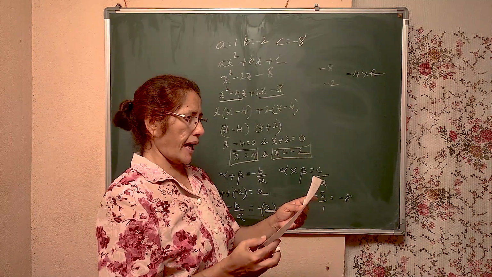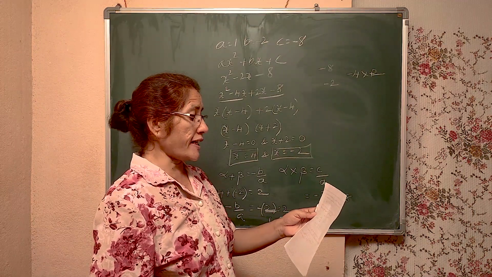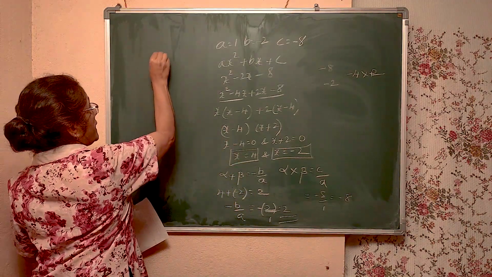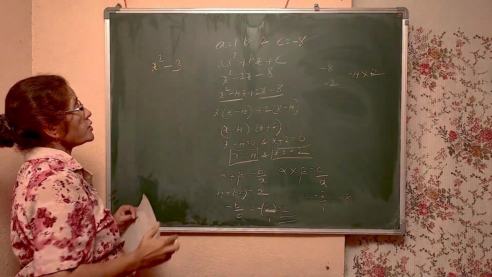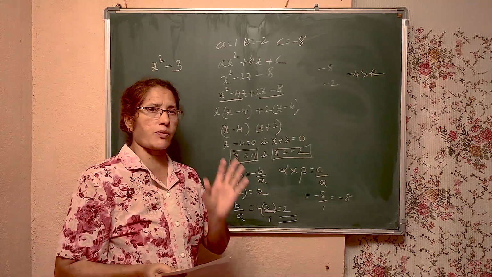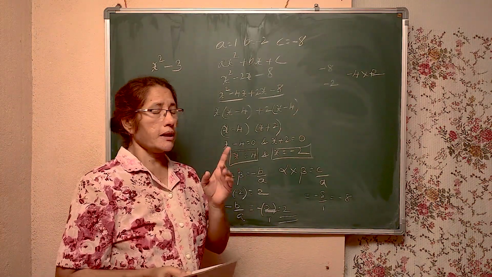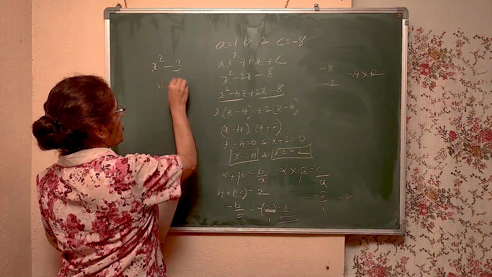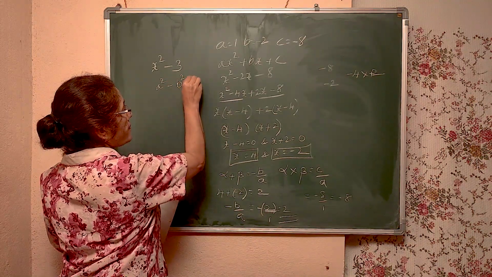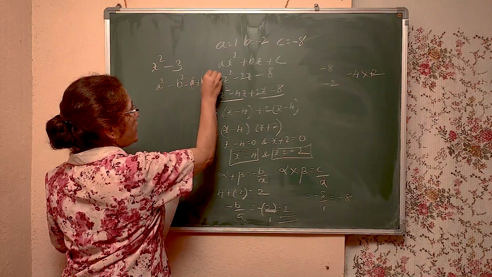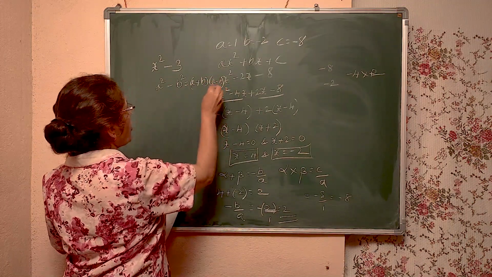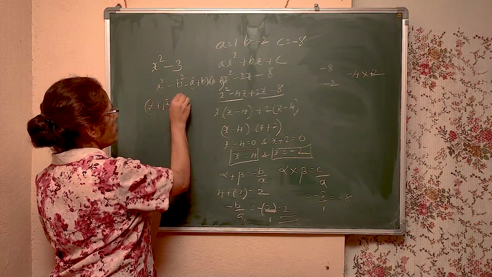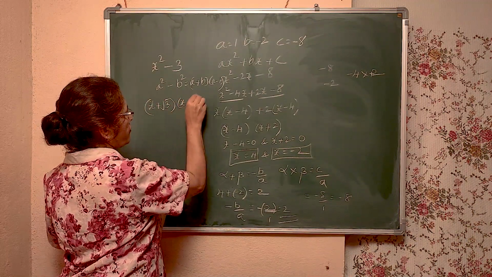Now one more sum I will work out. Find the zeros of the polynomial x square minus 3. Here there is no x term. Then your work is very simple. x square minus 3 is in the form a square minus b square. What is a square minus b square? a plus b into a minus b. So you can write down x plus square root of 3 into x minus square root of 3.